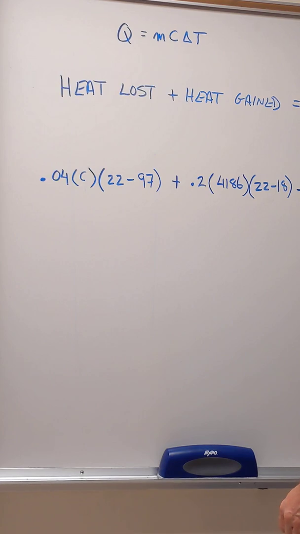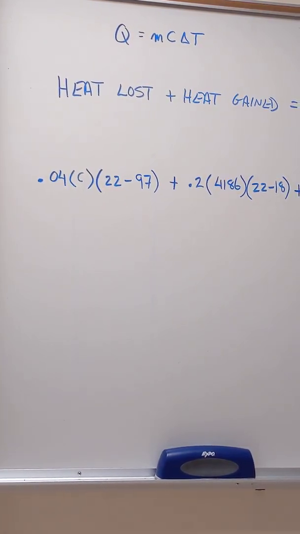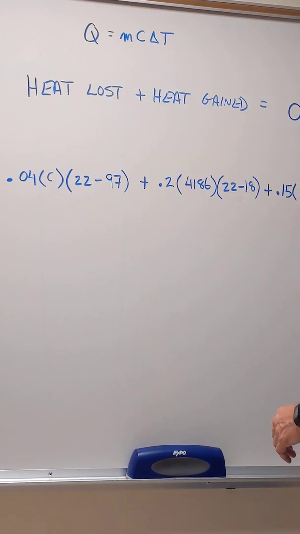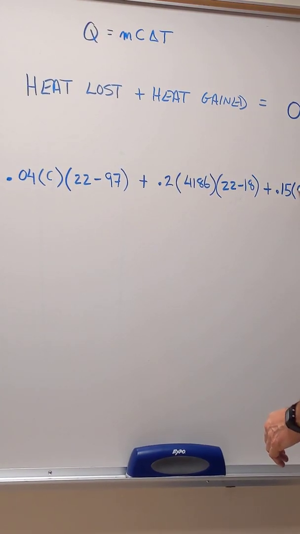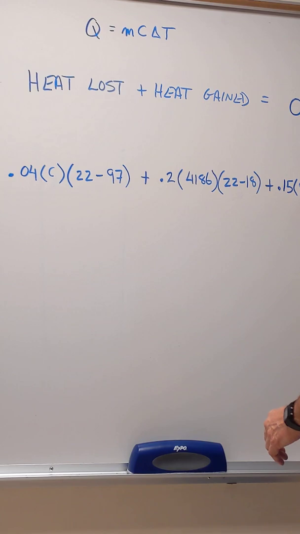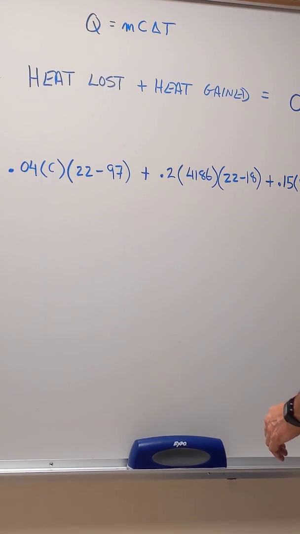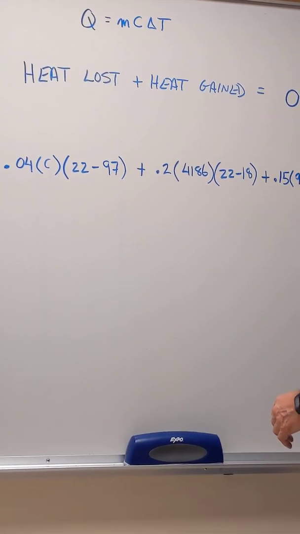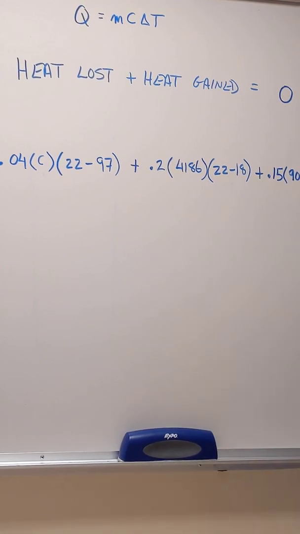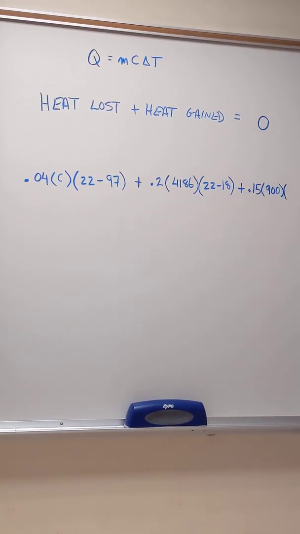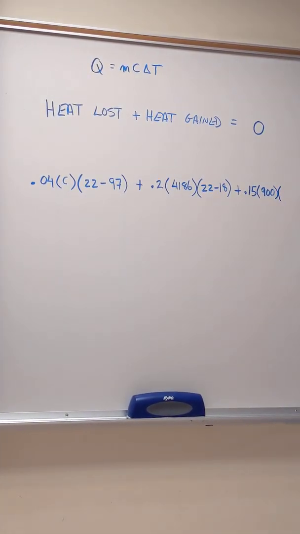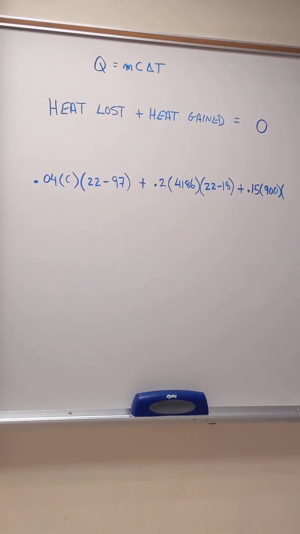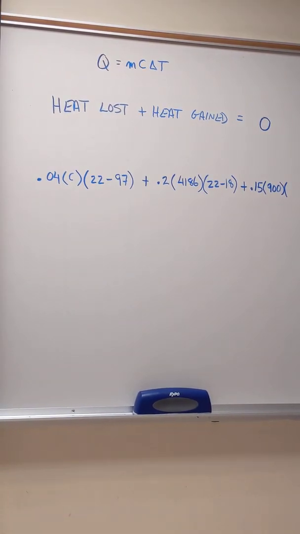Can someone look up the specific heat capacity of aluminum for me? 9.00 times 10 to the second. So 900. And then what's its final temp? Also 22, and it started at 18.